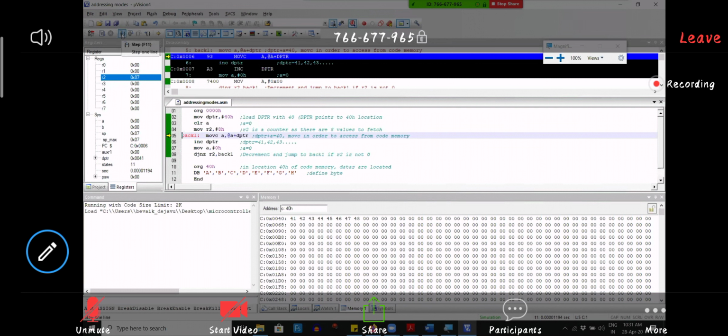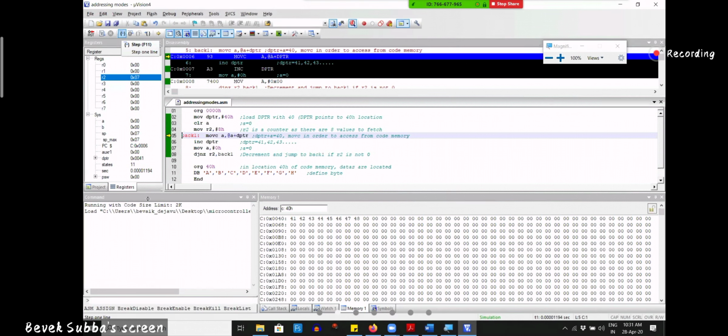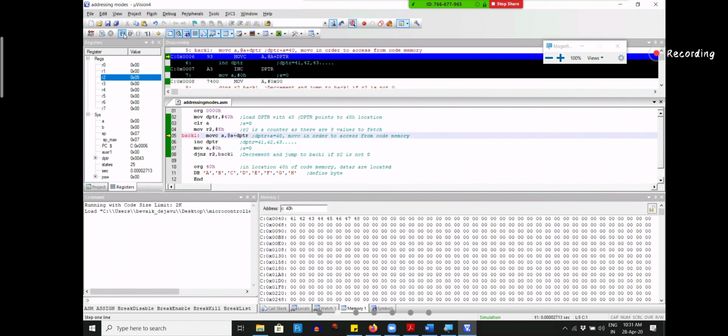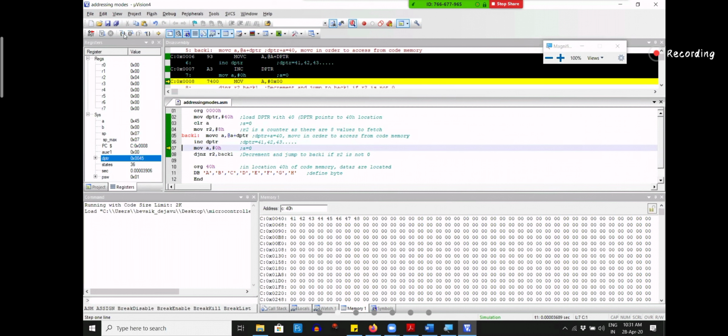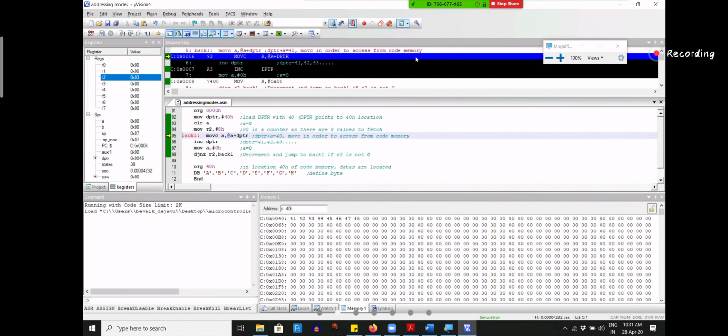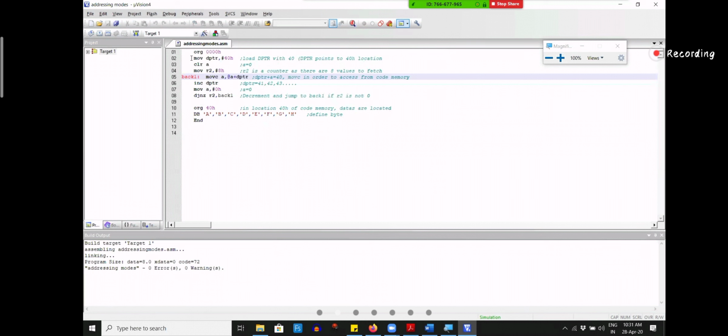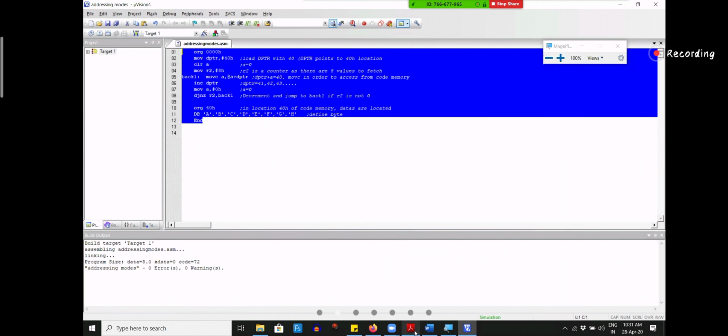So now the value of A will move to the value at location 41. The value at 41 is 42, so A will be 42. See, which is actually the ASCII value of B. So it will go on until R2 becomes 0. Until R2 becomes 0. See, this is index addressing mode, and this is very useful in this kind of program.